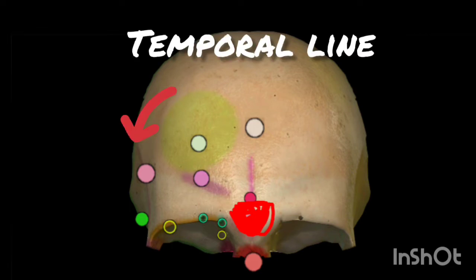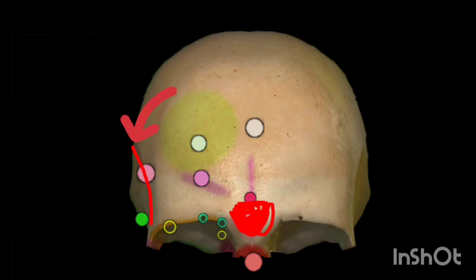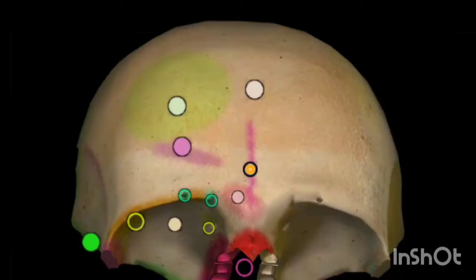Okay, and now the next thing that we'll be talking about is the temporal line of frontal bone. Now this is the temporal line of frontal bone over here. And this is basically the extension of inferior and superior temporal lines that extend from parietal bone onto the frontal bone.